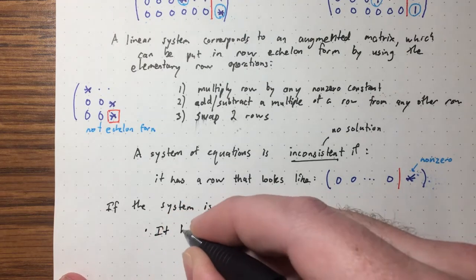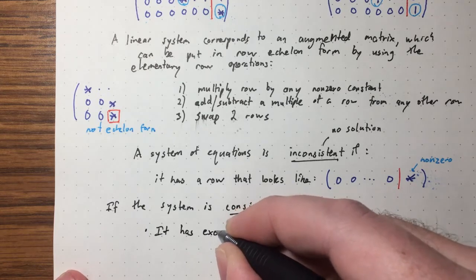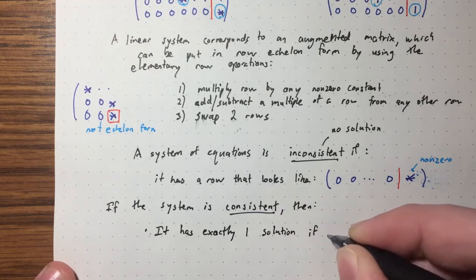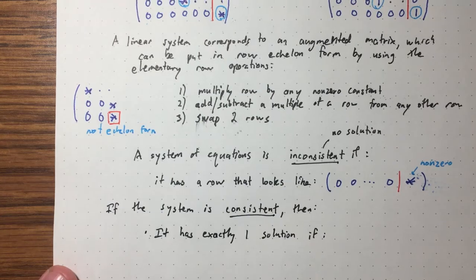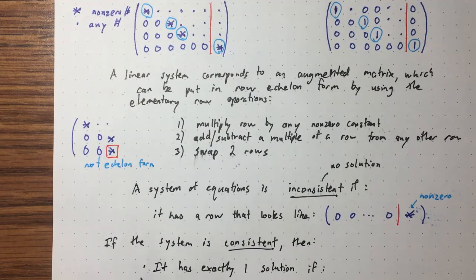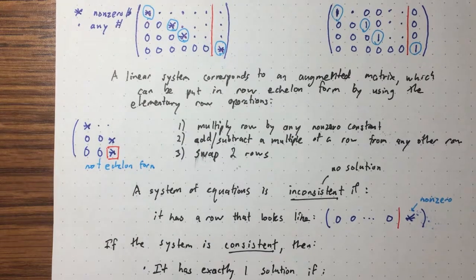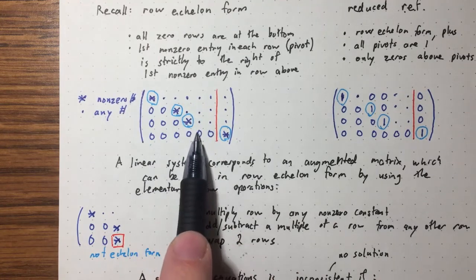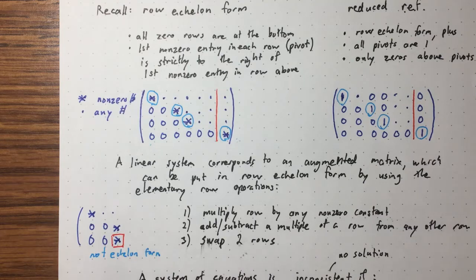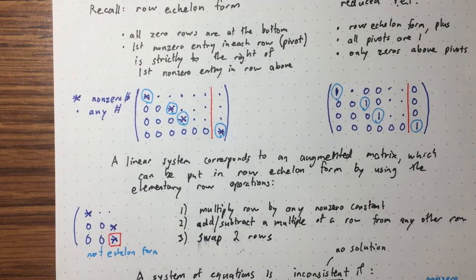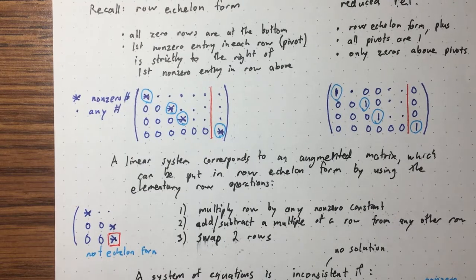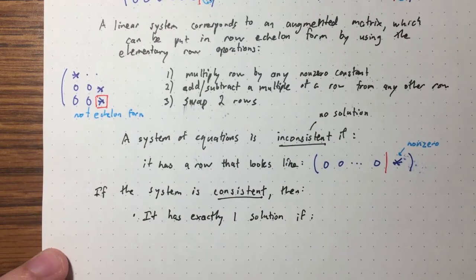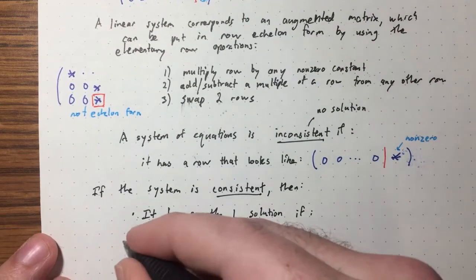it has exactly one solution if... well, when will it have exactly one solution? It'll have exactly one solution when there are no free variables. This is an example where there are several free variables. Those are the columns that do not contain a pivot. And remember, free variables we can choose to be any value we want. So if we have even one free variable, we can choose that to be anything we want and we'll get a solution. So we're certainly going to have more than one solution. We'll have infinitely many solutions. So we're going to have exactly one solution if there are no free variables.